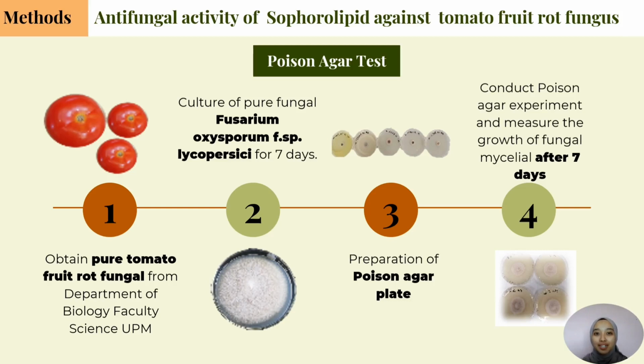Okay, next we move to the second application of sophorolipid, which is for antifungal activity against tomato fruit rot fungus. The methods will be divided into two, the first one is poison agar test. Firstly, we need to obtain the pure tomato fruit rot fungus from the Department of Biology, Faculty of Science. Second, we did the cultivation of pure fungus Fusarium oxysporum f.sp. lycopersici for 7 days. Next, we prepared the poison agar plate, and finally, we conducted the poison agar experiment and measured the growth of fungal mycelium after 7 days.